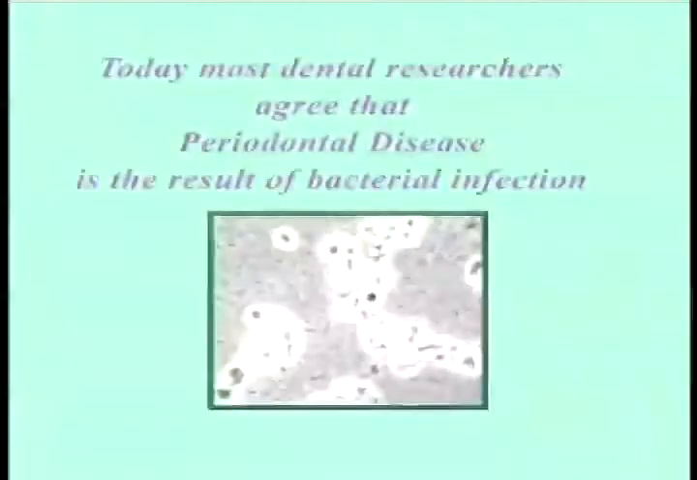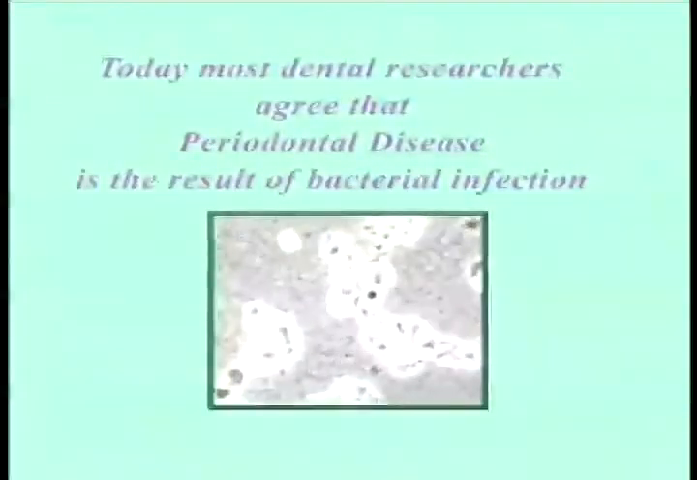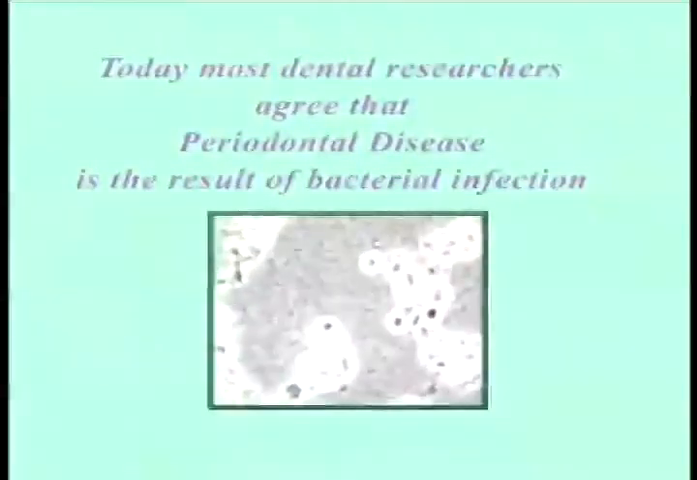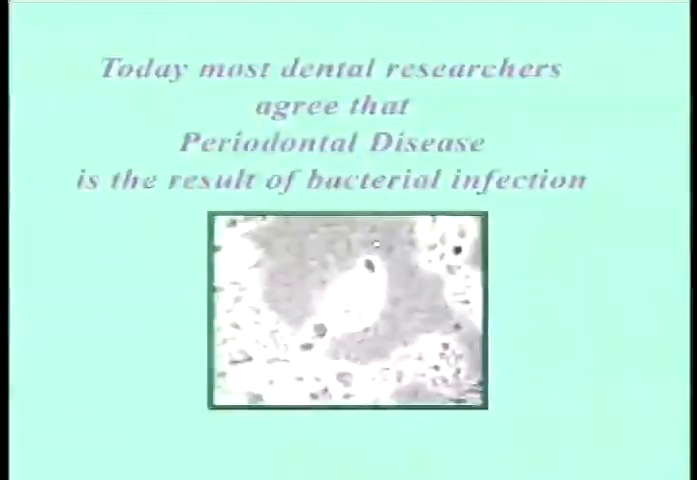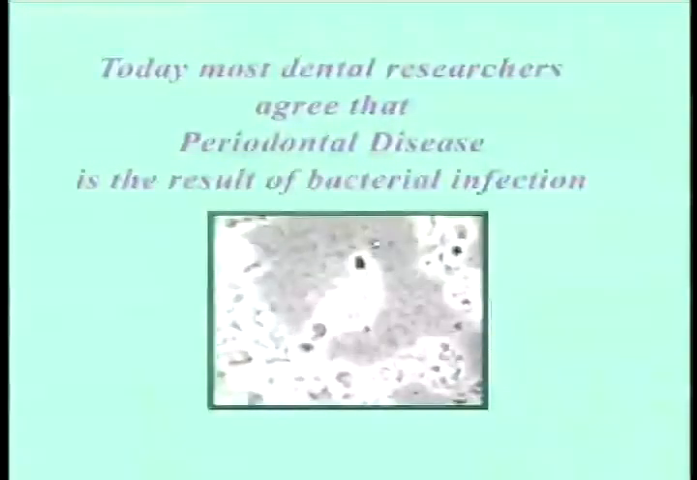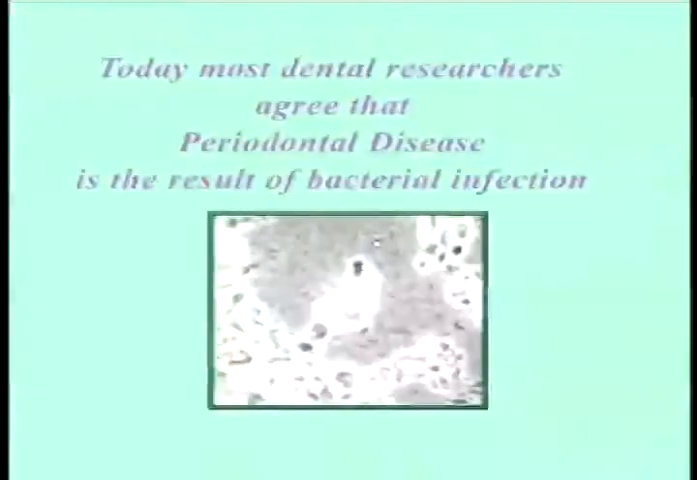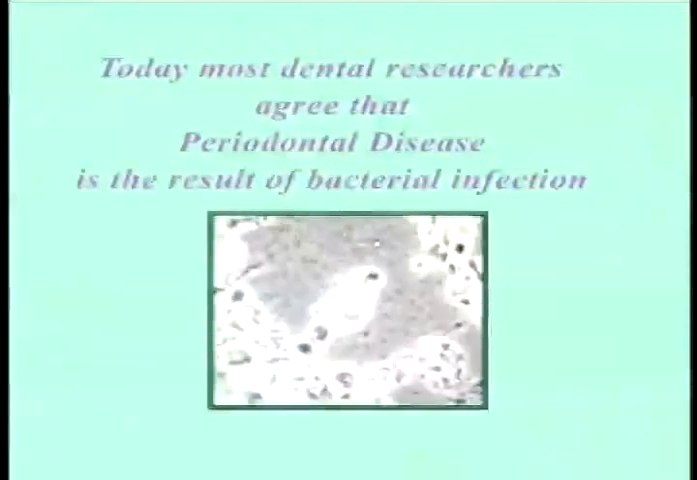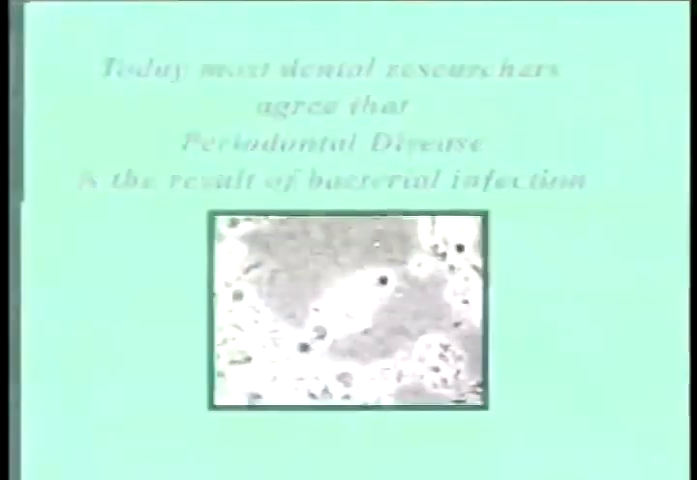Periodontal disease causes approximately 75% of all adult tooth loss. Today, most dental researchers agree that periodontal disease is the result of a bacterial infection. Dental researchers also agree that most of the damage to the bone and soft tissue is due to the inflammatory response of the body. This inflammatory response occurs as the body attempts to neutralize the bacterial toxins, which are excreted by the periodontal pathogens, which are living subgingivally in periodontal pockets.